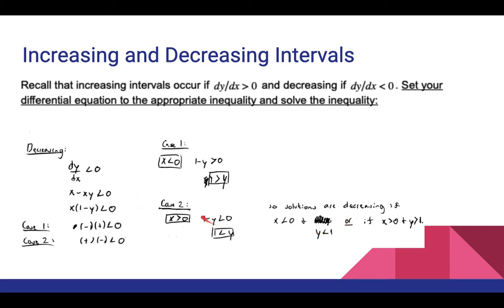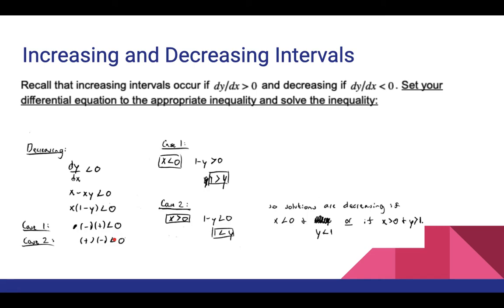Now, if we're decreasing, we set our differential equation to less than 0, which is going to give us x minus xy less than 0. And again, that gives us x times 1 minus y is less than 0. What we can take note of here is that if x is negative and 1 minus y is positive, the overall expression is going to be less than 0, because a negative times a positive is negative. And then we can also take note that if x is positive but 1 minus y is negative, then positive times negative will also be less than 0.